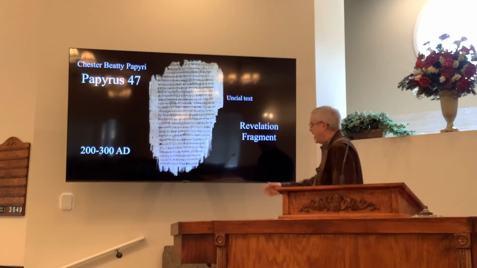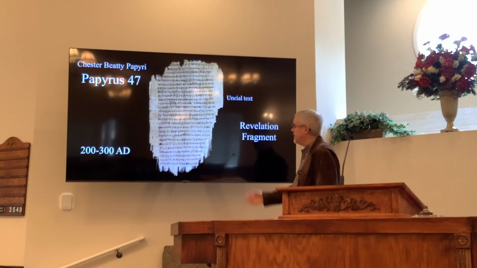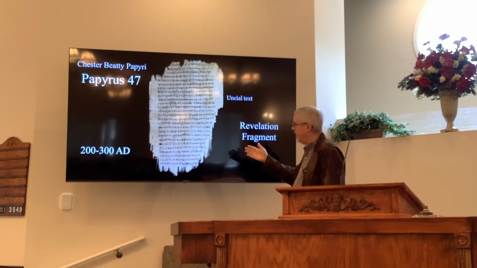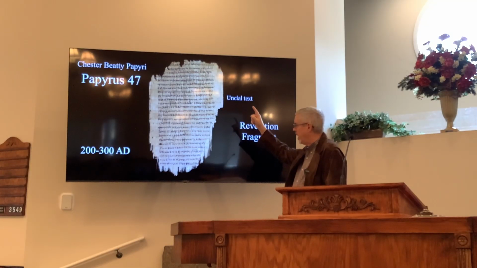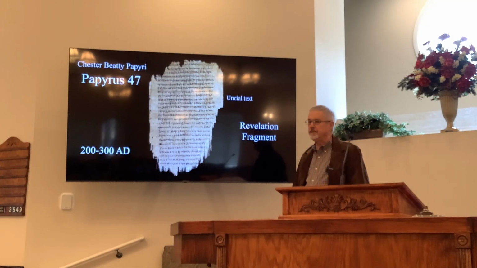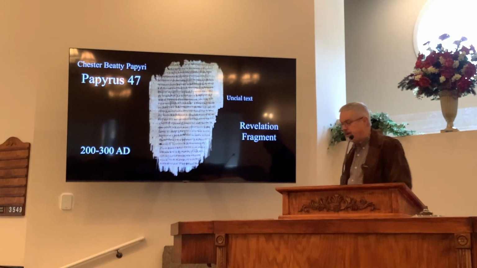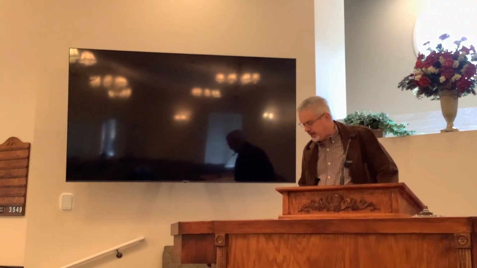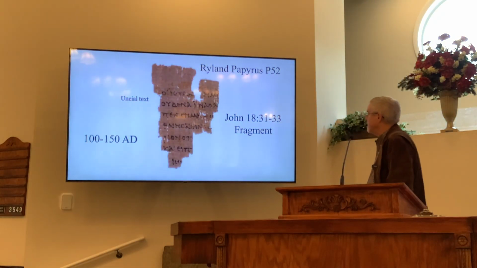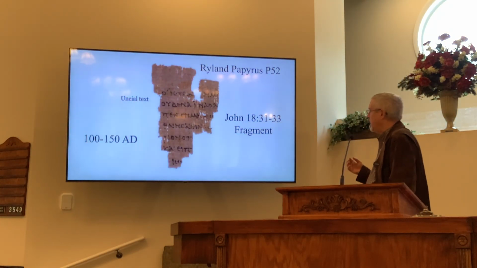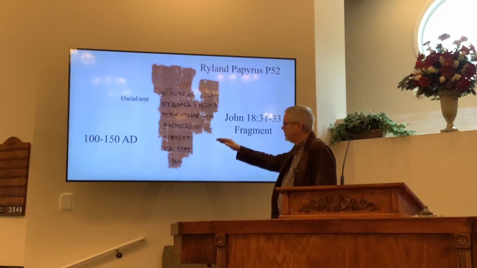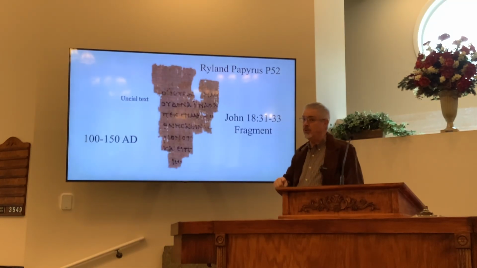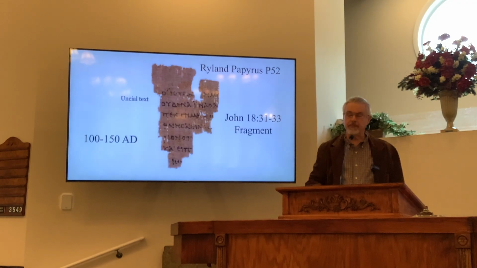And I mean, time takes its toll. But this proves that by around 200 to 300 AD, you've got a recognizable book of Revelation. Very much so. And now I've got another one. This is the Rylands Papyrus, also P52 unsealed. This is a John 18:31 to 33 fragment. This is from about 100 to 150 AD. That's old.